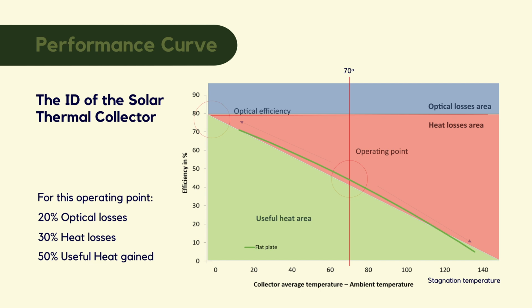In green, you can see the useful heat area, which is the amount of heat that you can extract from one collector. If we take an example, let's say 70 degrees being the difference of temperature between the ambient temperature and the collector temperature. We have this operating point, and for this case, we have 20% optical losses, 30% heat losses, and 50% useful heat, which means that at this operating point, the collector is being operated with an efficiency of 50%.